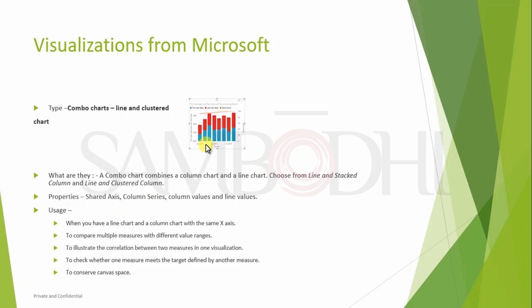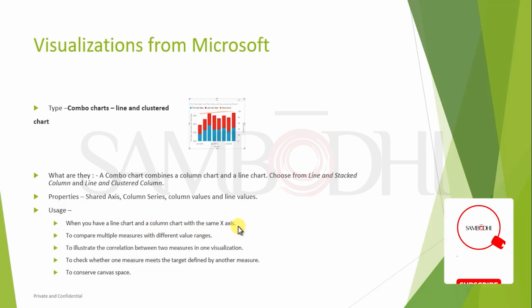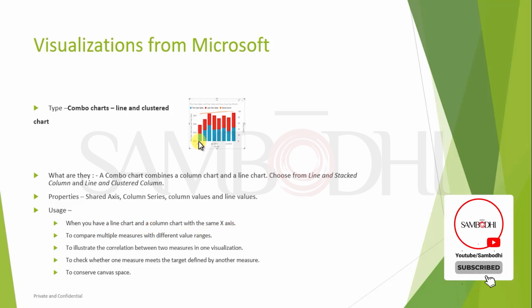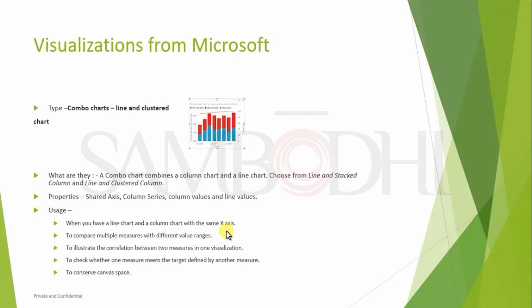When do you use this? When you have a line chart and a column chart with the same x-axis. Similarly, over here, the line has something known as June, April, and July, and the column dimension also has the same values. This is one starting point.